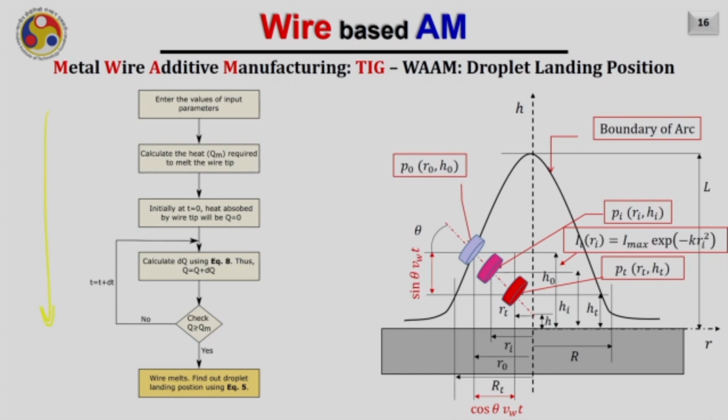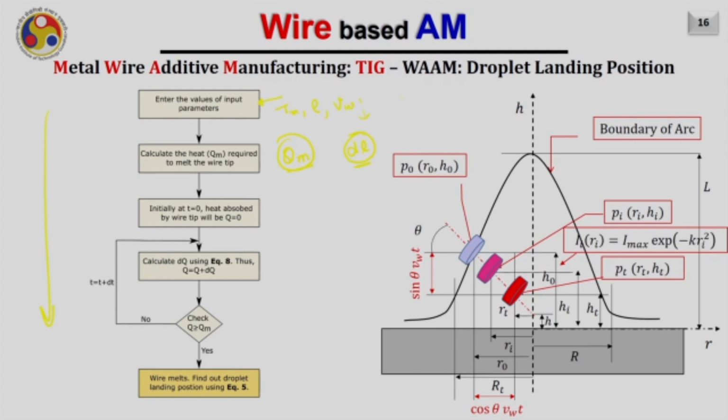So how will it work? Start with entering the value of the input parameters such as the melting point of the wire, the rho, the density of the wire, the velocity of the wire. All these parameters you need to enter in the beginning. Then first calculate the value of Qm required to melt the tip of the wire. Assume any value of dl, anyway that is not going to affect, and then find out how much energy will be required to melt this tip.